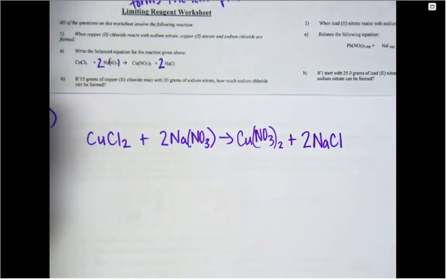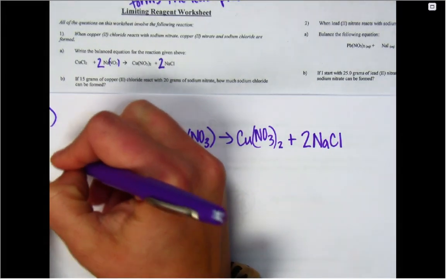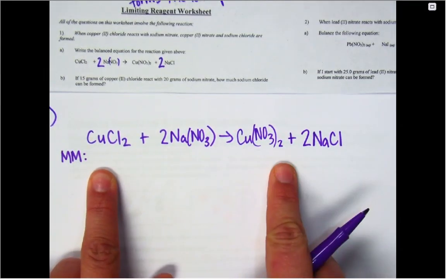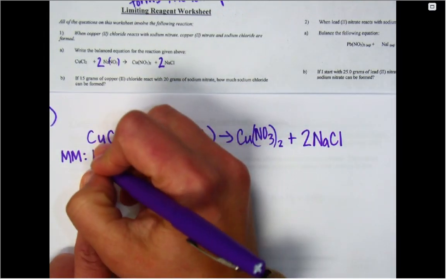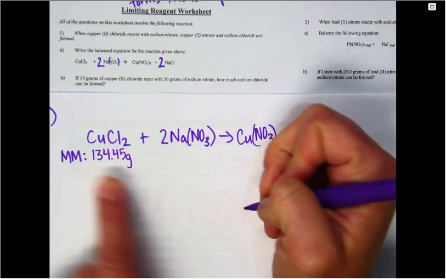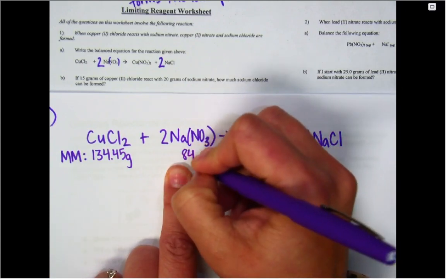So what we're going to do, with all that hard work that we just got done doing, we wrote out all of our molar masses. We're going to write those molar masses underneath each of our characters here, okay? So molar mass of copper 2 chloride, you guys said, was 134.45 grams. Molar mass of sodium nitrate was 84.99.